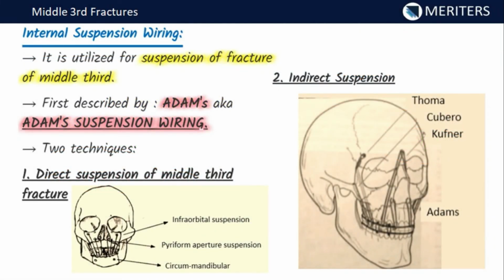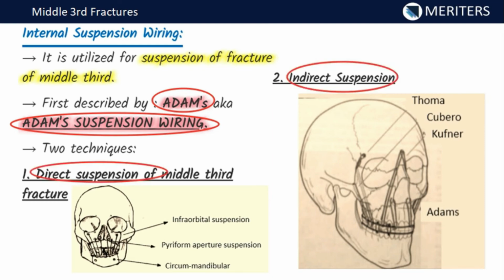Now we have internal suspension wiring for the suspension of the fractures of the middle third, and first this internal suspension wiring was described by Adams, and that's why it is known as Adams suspension wiring. Now there are two techniques. One is the direct suspension of the middle third fracture, and second can be the indirect suspension of the middle third fractures.